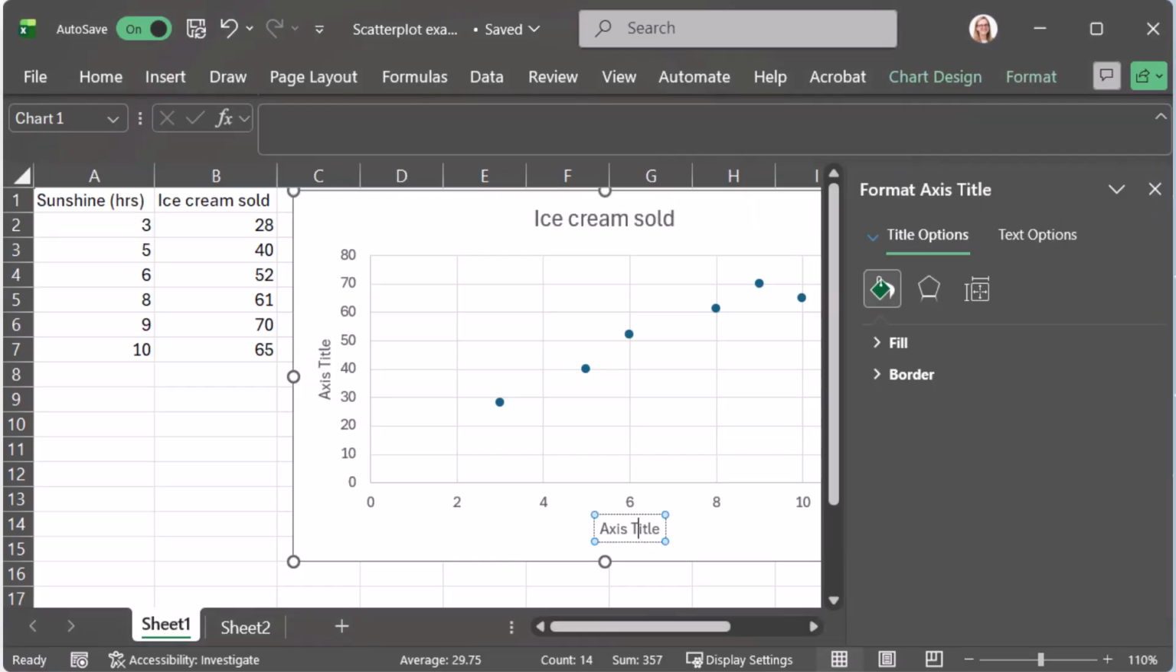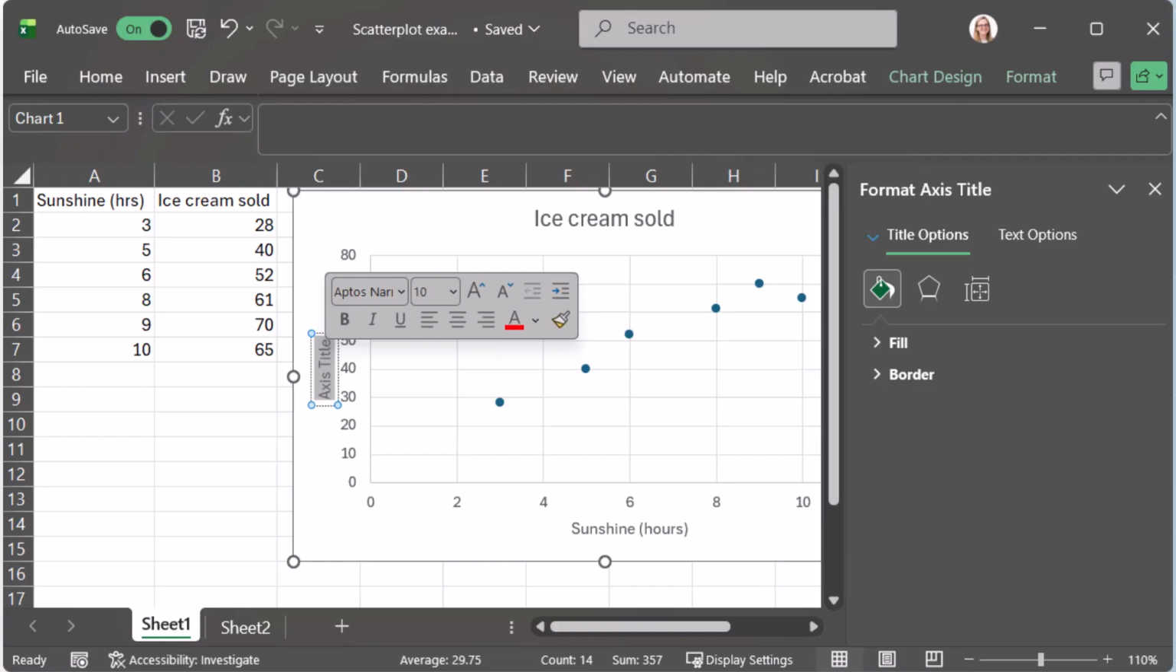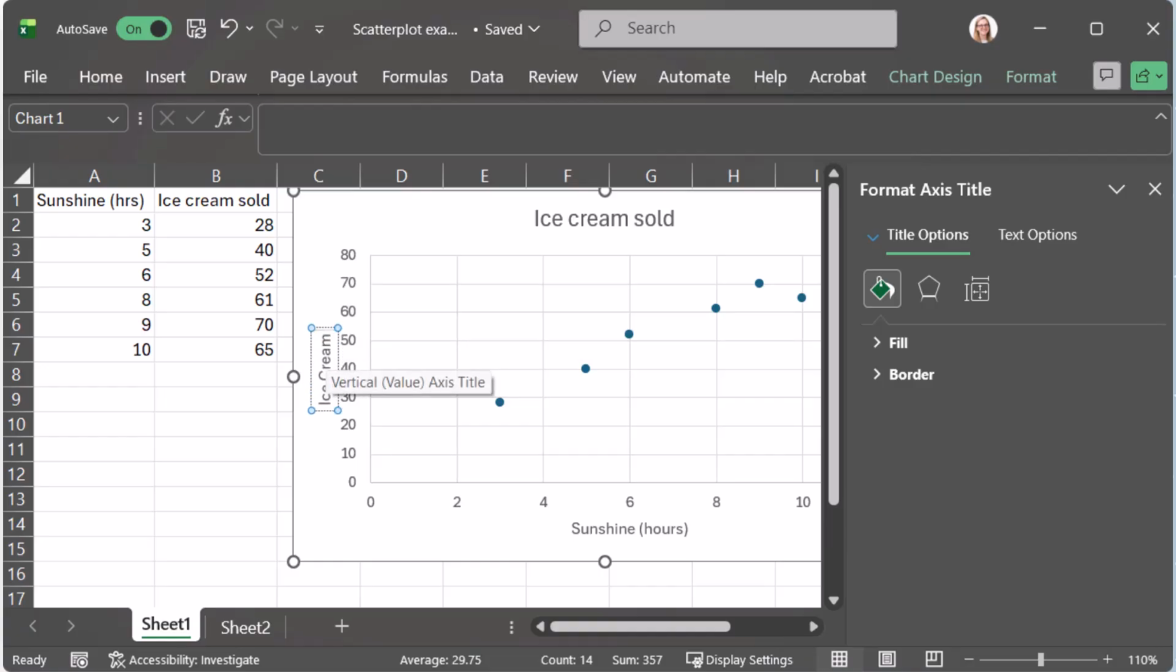So my horizontal axis in this case is the sunshine in hours. You always want to include units if you can. And I know that these are the hours of sunshine based on the size of the numbers, but this horizontal axis will always be the first column. So if you wanted to switch the 2 axes, you could just copy and paste the columns in the other order. Our vertical axis is going to be ice cream sold. And I'm going to say that this is servings.